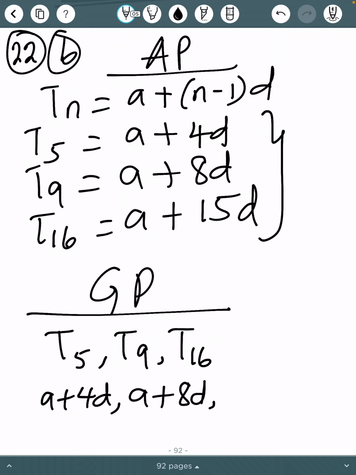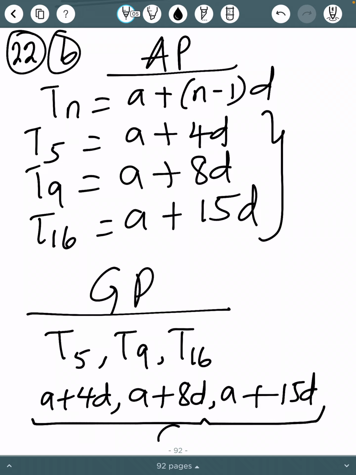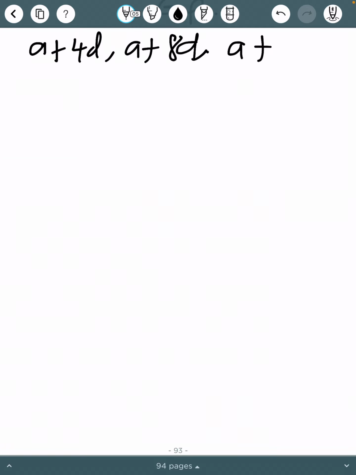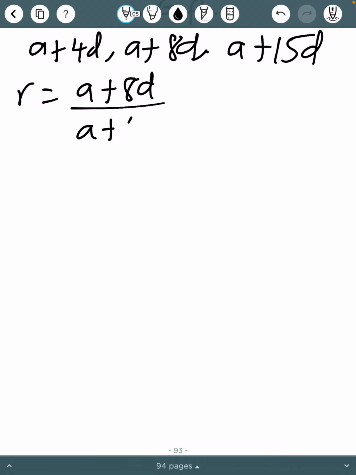Which means that a plus 4d, a plus 8d, and a plus 15d form a geometric progression. Now, if these three expressions form a geometric progression, what it means is very simple. It means that there's a common ratio between a plus 4d, a plus 8d, and a plus 15d. So that means my common ratio will be a plus 8d over a plus 4d.